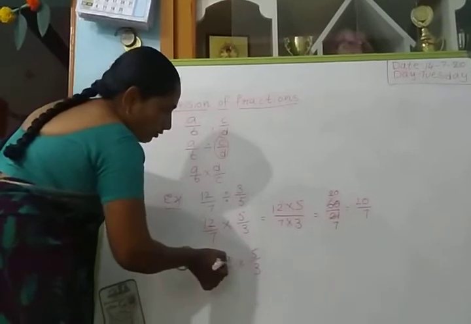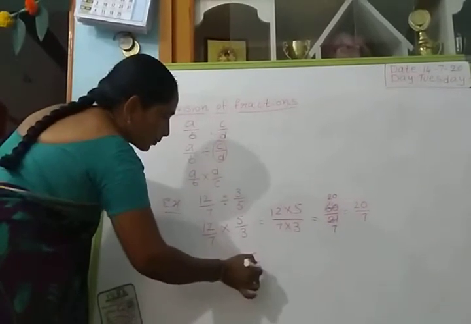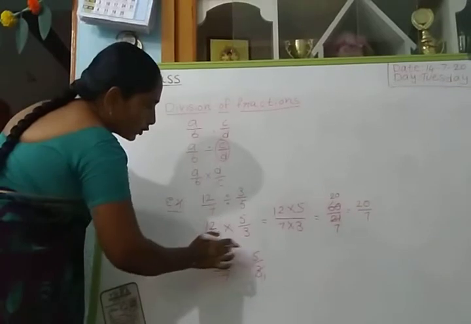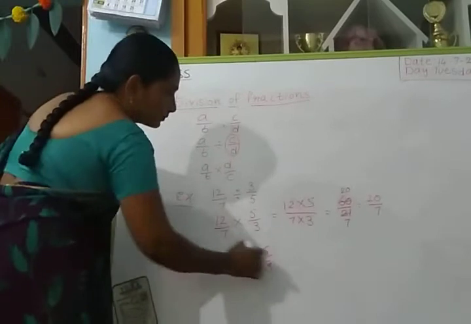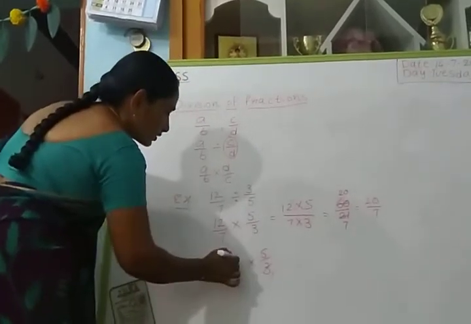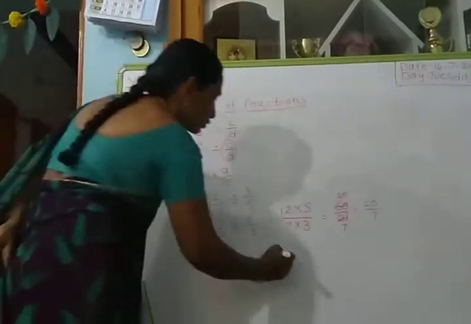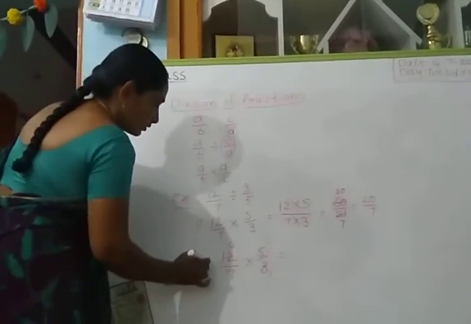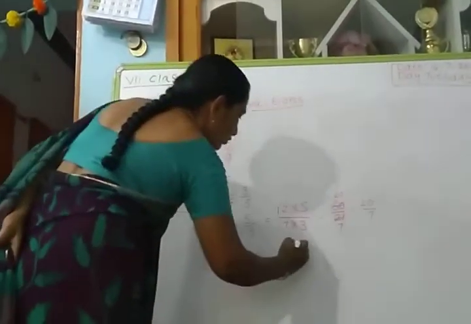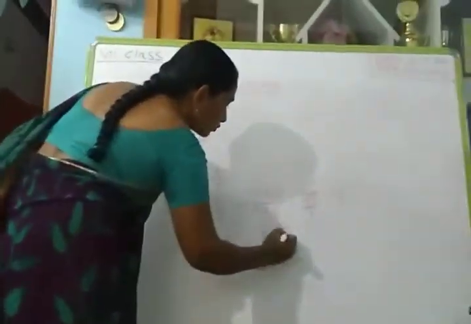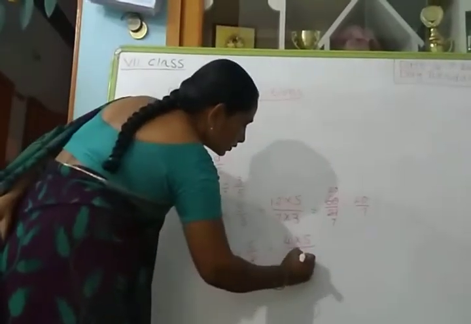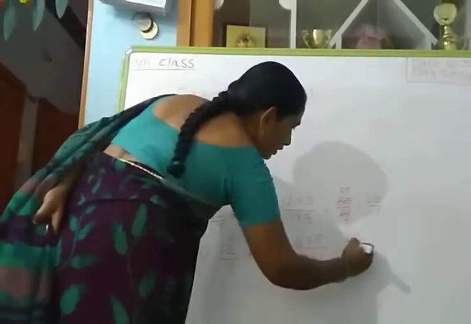See here, always we have to do cross simplification, or numerator and denominator cancel, either way, or cross multiplication. So 3 1s are 3, 3 4s are 12. This is one method. This is another method. So now what do we get here? 3 1s are 3, 3 4s are 12. 4 into 5 by 7 into 1. So 4 5s are 20 by 7. So like this we have to do division.